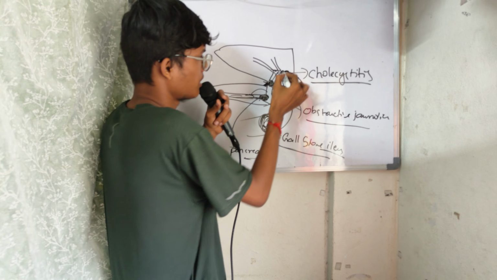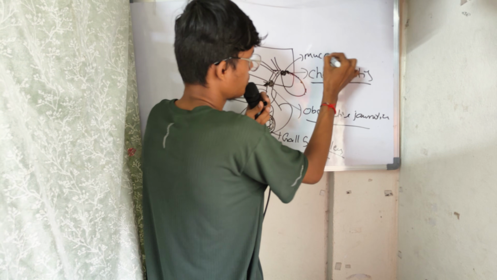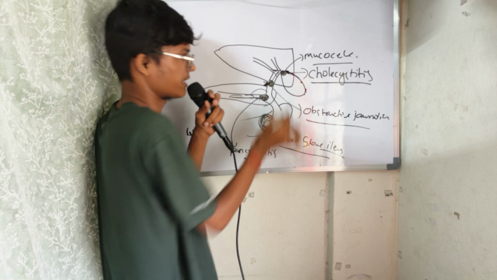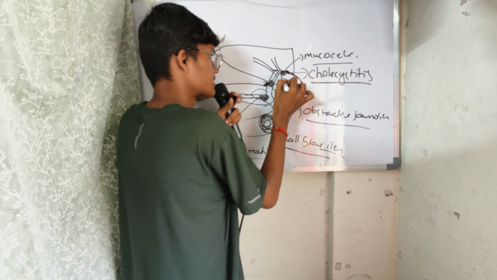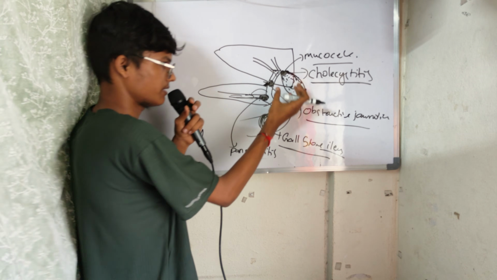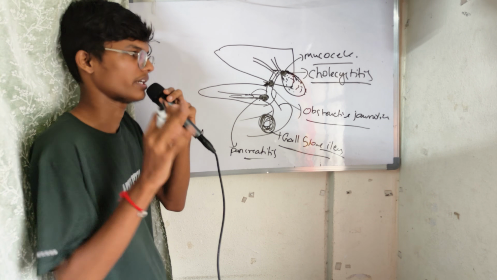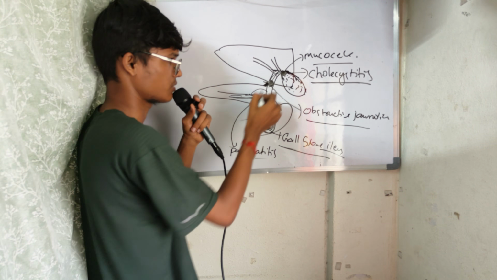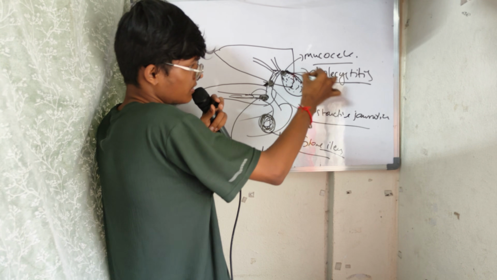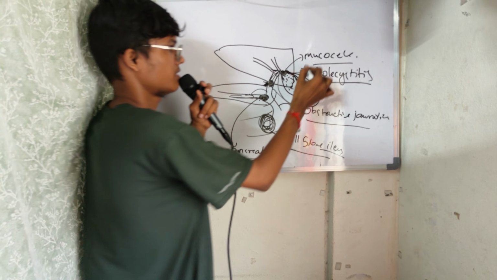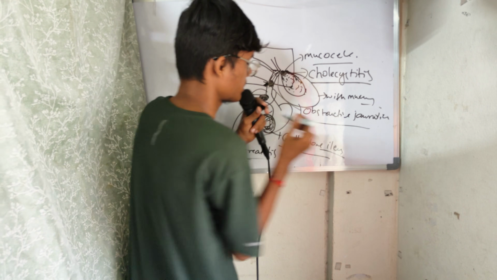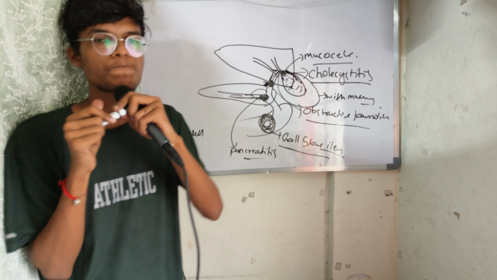And one more thing, mucocele. What is mucocele? Here it is obstructing, right, in the neck. The cells will secrete mucus. If the emptying is proper, it's okay. They will leave the secretions outside. But here the secretions are not leaving outside. So what happened? This gallbladder is bulging with what? With mucus. So what does it cause? Mucocele.